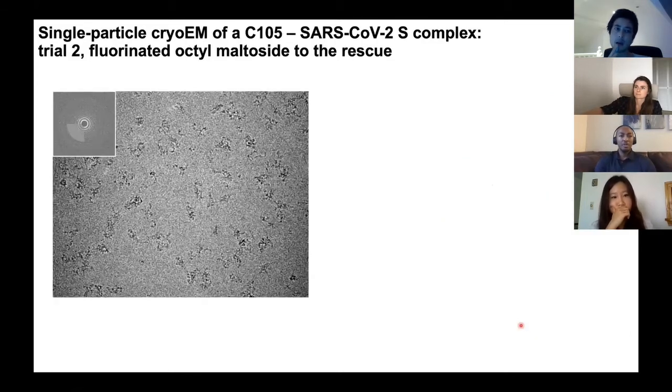So from there, we understood that it can only bind to this up RBD conformation. So what does that look like in the context of a virus? We turned to single particle cryoEM.